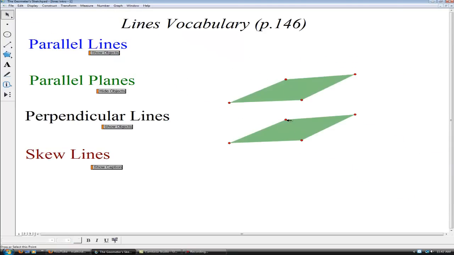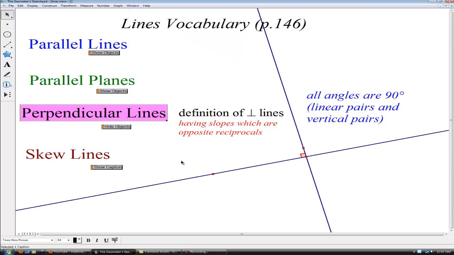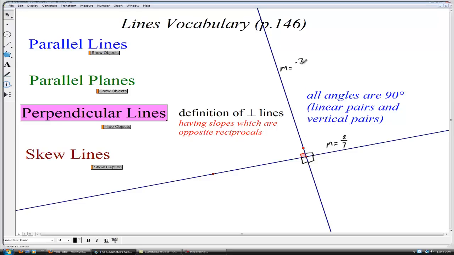Parallel planes look like this. Perpendicular lines. The definition and notation, here's our new notation. Here's an example of opposite reciprocals. This is a positive slope. Let's say that this would have a slope of 2/7, and our lowercase m is an abbreviation for slope. This slope, if perpendicular, will be the opposite reciprocal. So this slope would be -7/2.